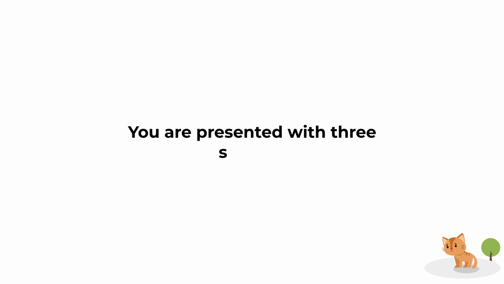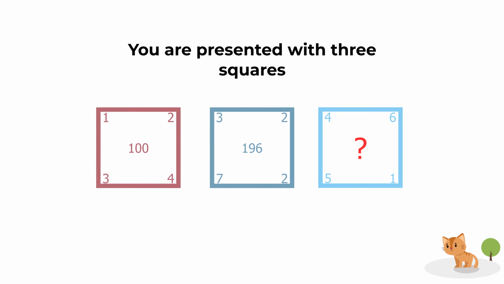You're presented with 3 squares. Each square is of a different color, and each square has numbers in the corners as well as a number in the middle. For example, the brown square has numbers 1, 2, 3, and 4 in the corners, and the number 100 in the middle. The dark blue square has numbers 3, 2, 2, 7 in the corners, as well as the number 196 in the middle. And the light blue square has numbers 4, 6, 1, and 5 in the corners, and the number in the middle of this square is missing.